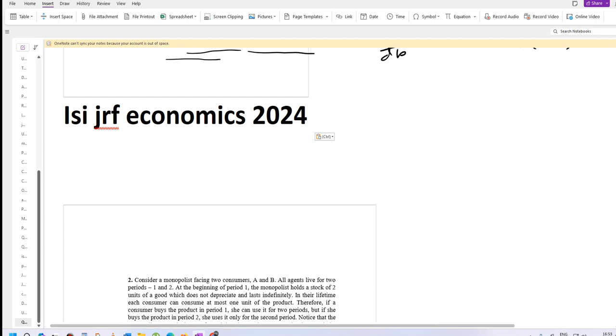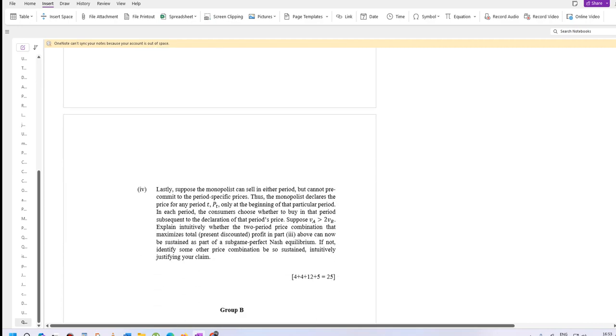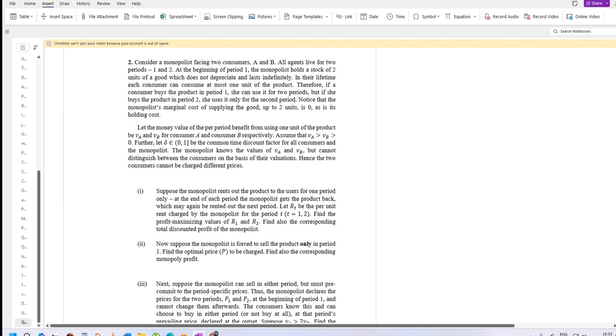Hello dear students, today we are solving the ISI JRF Economics 2024 paper. This is question number 2 which I am going to solve. This has around 4 parts, 25 marks, a big question.